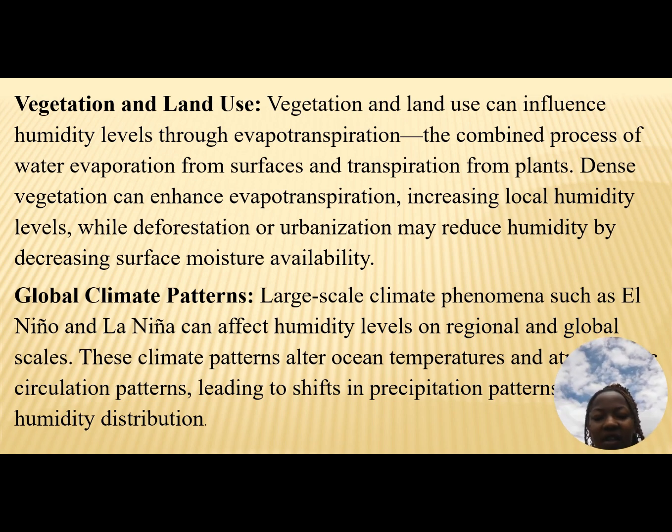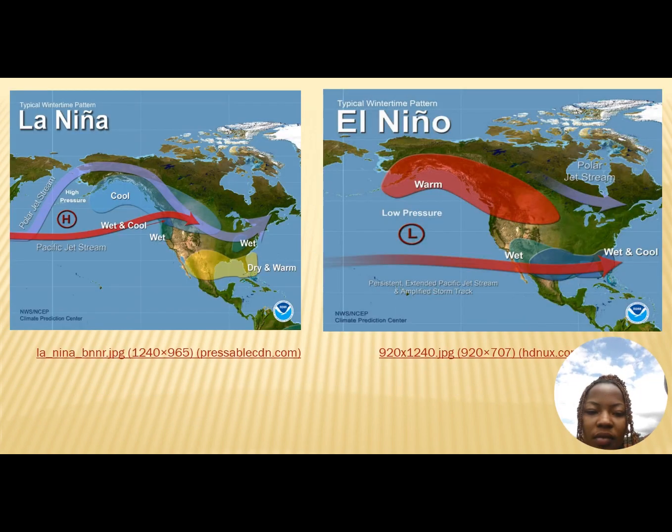Large-scale climate phenomena such as El Nino or La Nina can affect humidity level on regional and global scales. These climate patterns alter ocean temperature and atmospheric circulation patterns, leading to shifts in precipitation pattern and humidity distribution. This is an example of La Nina and El Nino.